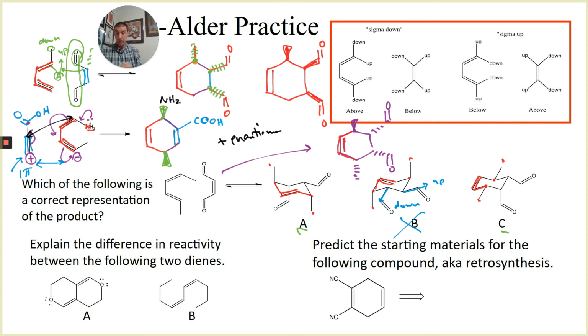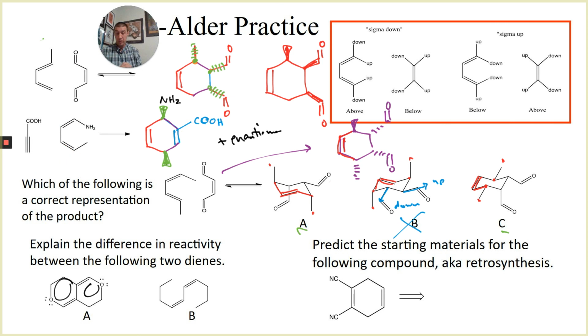Explain the difference in reactivity between the following two dienes, okay? What's going to happen between these two is that if we note that this is cyclic, and this one's acyclic, okay, why does that become important? Look at how the diene is oriented in each of our questions. The diene is oriented in what is known as that S-cis conformation. That S-cis is required for this to happen concertedly.